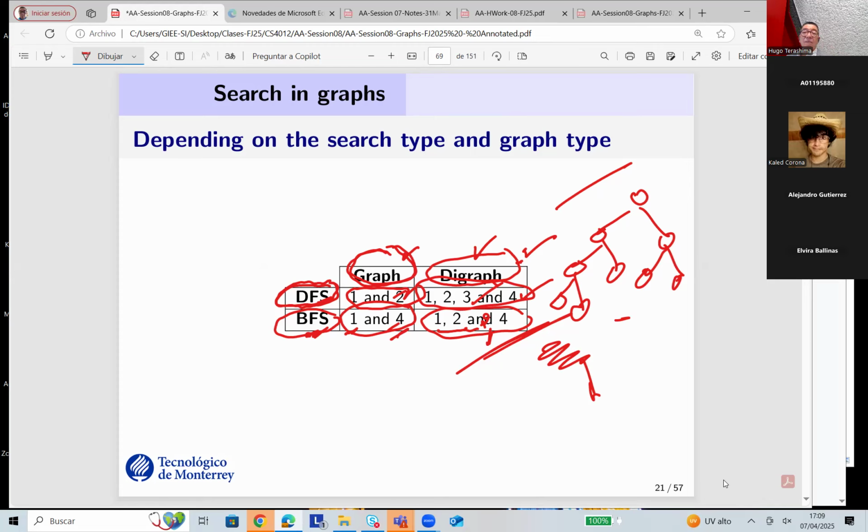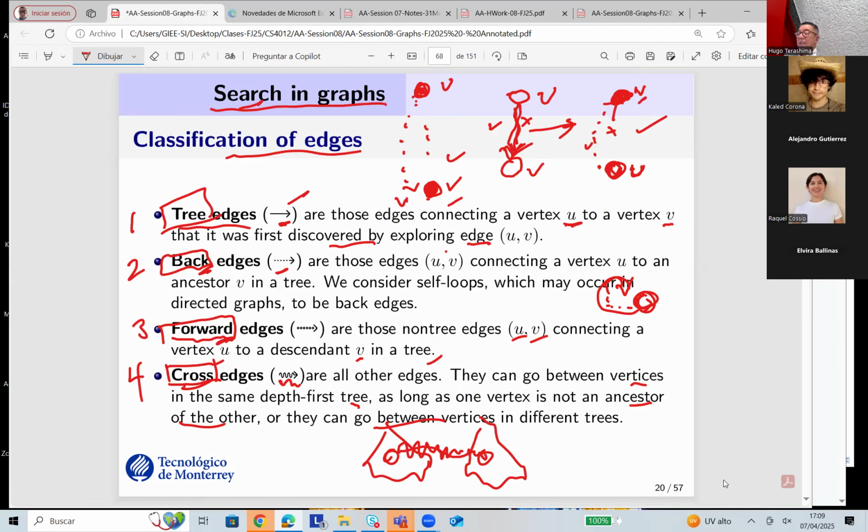Everything okay? Sorry, Professor. What are 1 and 2 referring to? 1 and 2 are tree edges, back edges, forward edges, cross edges. Thank you. All right?